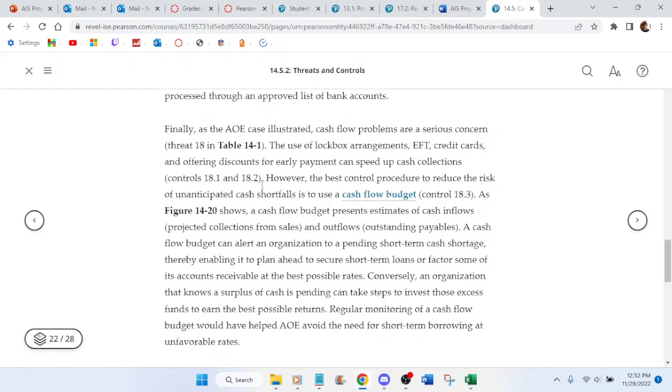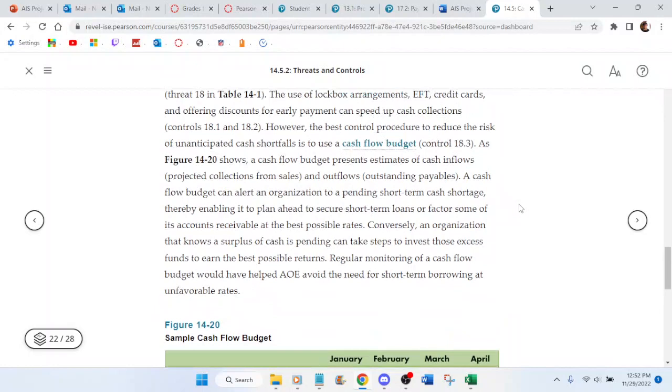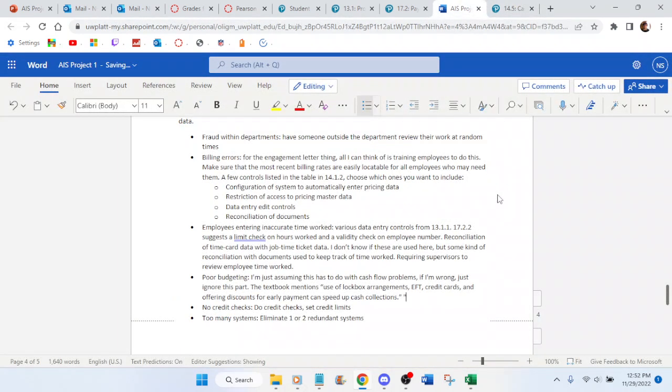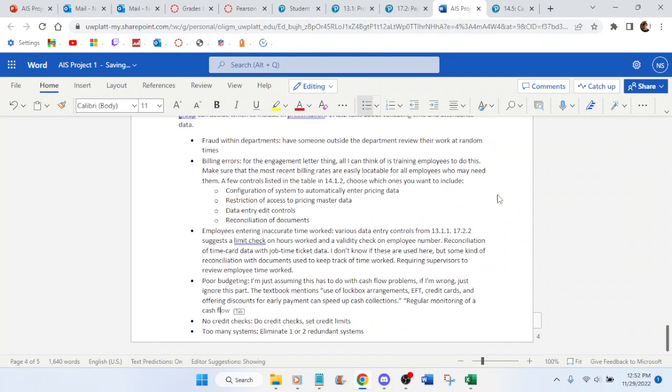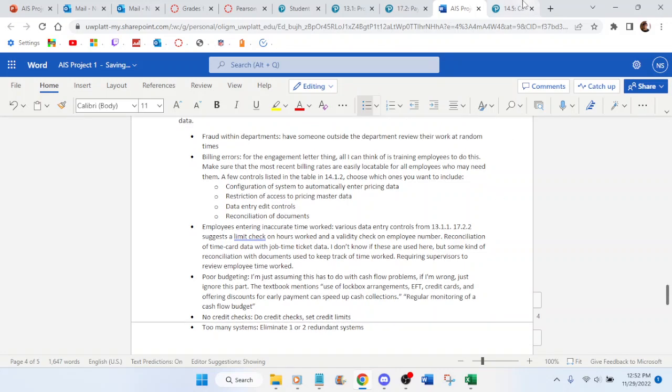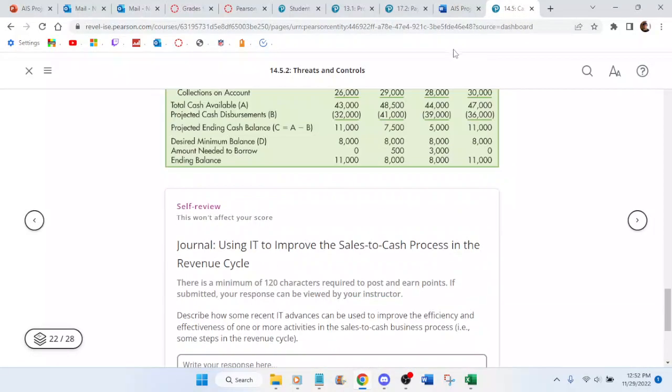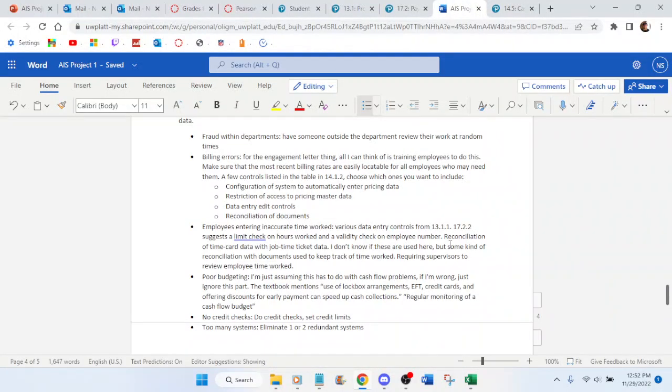And then they say use a cash flow budget. Regular monitoring of a cash flow budget. So let's say a regular monitoring of a cash flow budget. And that's pretty much all they say there. So there, I think we're good.